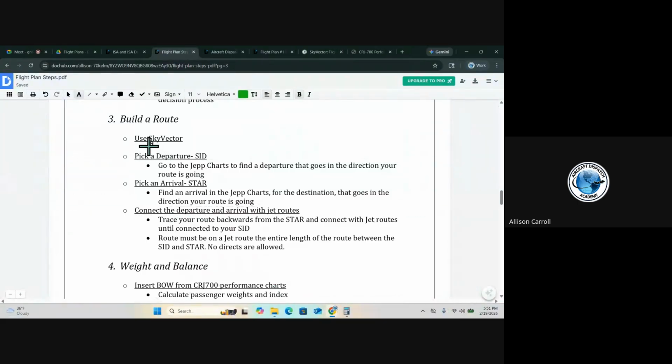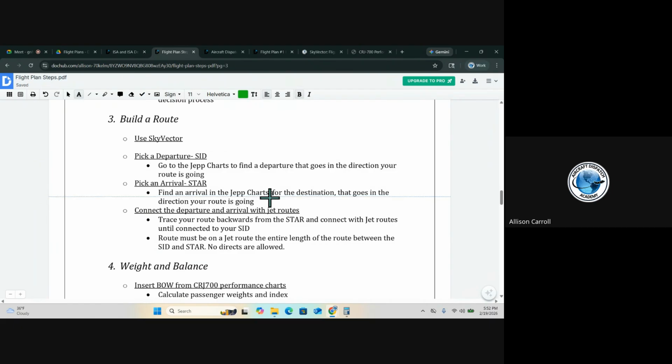So remember, again, you can come back here and it'll tell you the process of building a route. Pick a SID, pick a departure, and remember, when you are looking at the JEP charts, when you're looking at the SIDs, find the departure that goes in the direction your route is going. Okay, make it make sense, right? Find the SID, find the star that make the most sense. So again, pick an arrival. You find an arrival for your destination that goes in the direction your route is going.